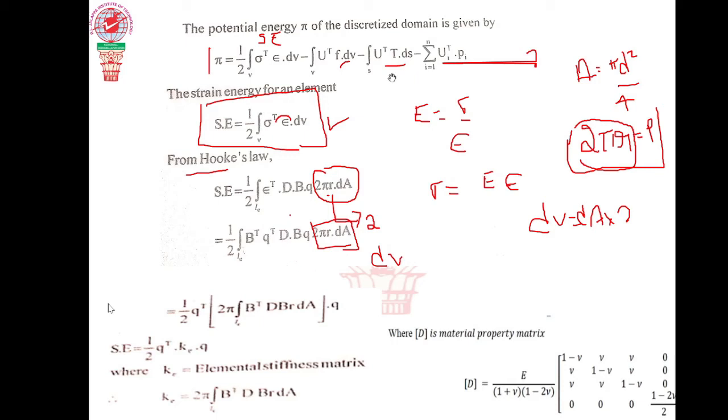Okay. Next, what is this term we got? Epsilon transpose into D into B into Q. I think this is the derivation we did in module number 2, that is the 1D bar. Hope you can remember that. In the stiffness matrix, we derived it based on potential energy.